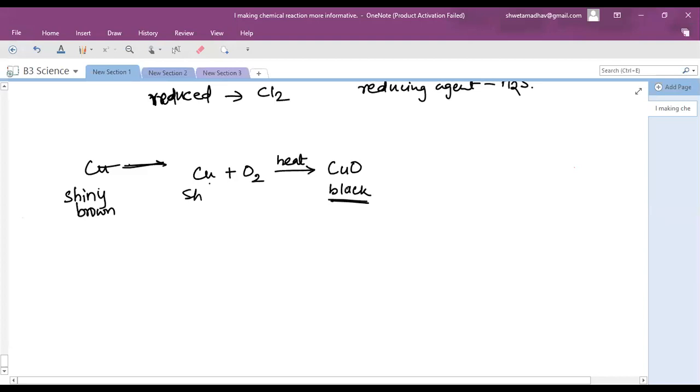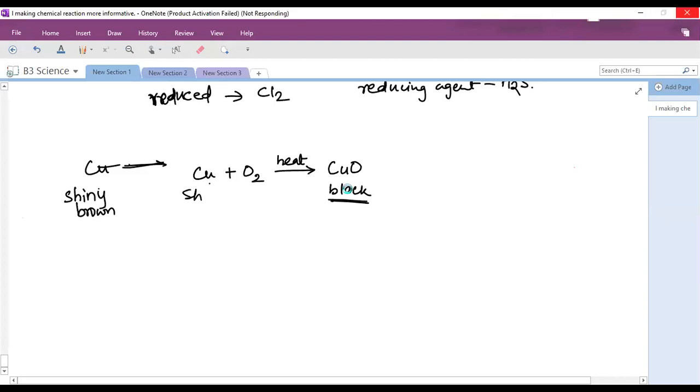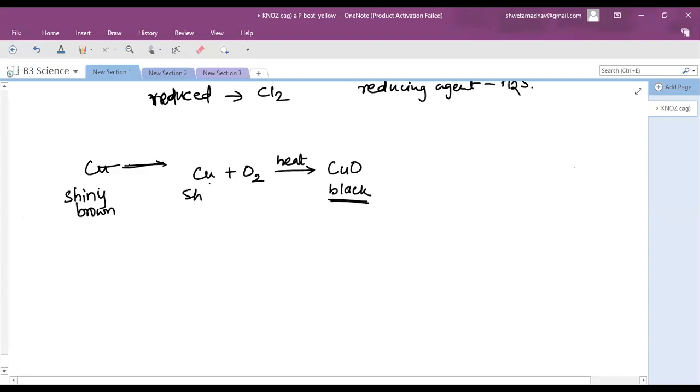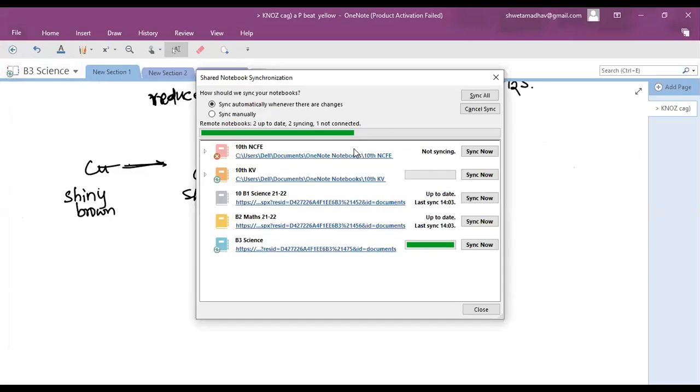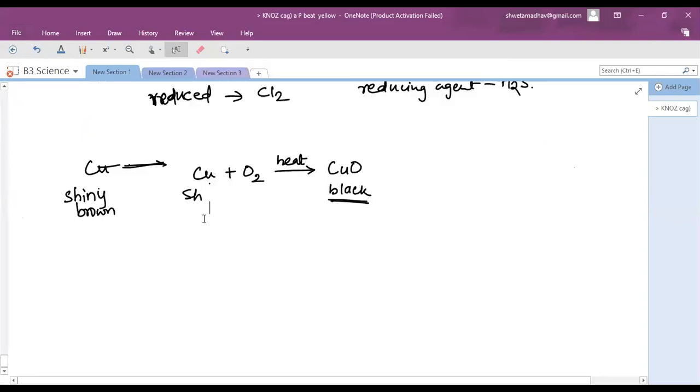Okay, now we can regain the shiny brown color from black copper oxide. So from black copper oxide, we can regain the copper. How is it done? That is through hot black copper oxide.